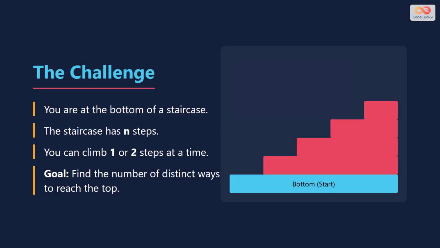Here is the scenario. You are standing at the bottom of a staircase that has n steps. Your goal is to reach the top. However, there is a rule: you can only climb either one step or two steps at a time. The question asks, how many distinct ways can you climb to the top?